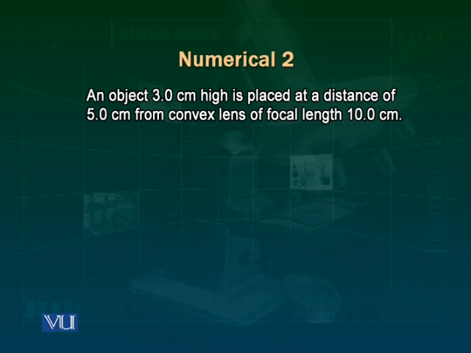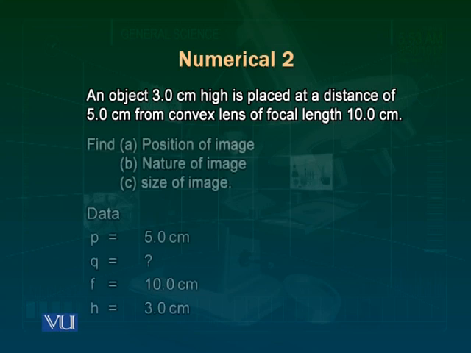Let's look at another numerical. The same object, 3 centimeters high, is now placed 5 centimeters in front of the convex lens. So what we have done is bring it closer. Now it is 5 centimeters away from the lens, and the focal length is 10 centimeters. Again, the data is there. p is 5 centimeters. q we have to find out.